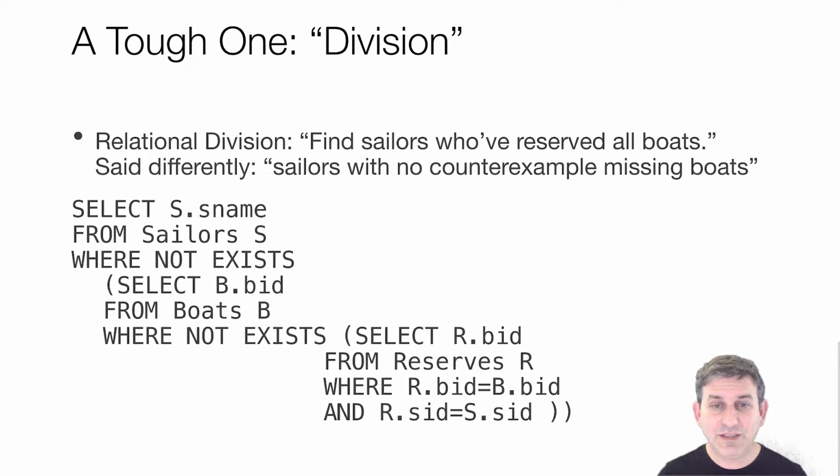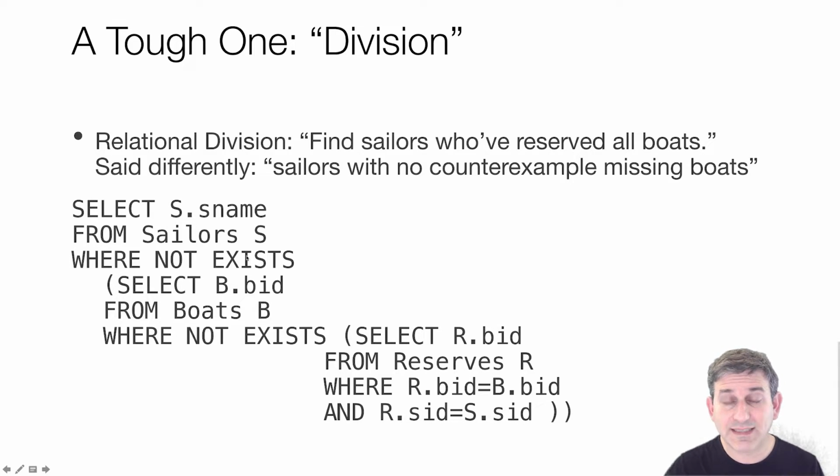So let's look at this query. It's doubly nested. In the outermost block, we're looking for sailors' names. Select s.sname from sailors. And we want to make sure that there does not exist a counterexample boat reservation. What is this counterexample boat reservation? It would be a reservation for that sailor of a boat that is missing, right? We want to find the fact that they didn't reserve some particular boat.